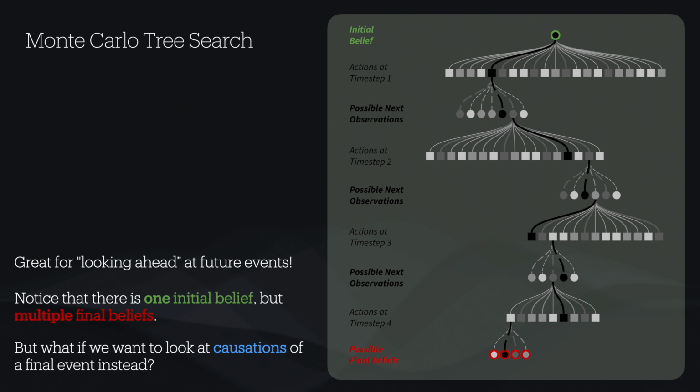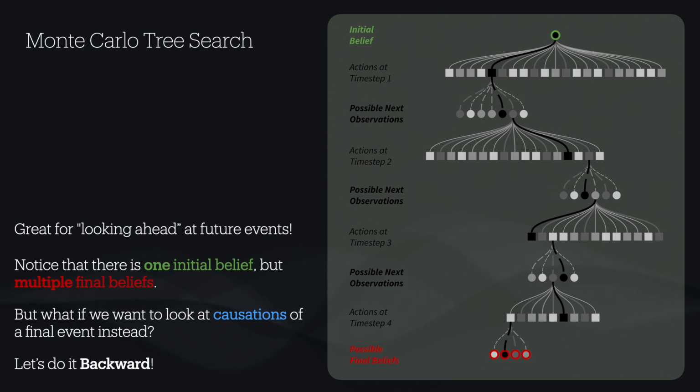So the real question now is, what if you instead wanted to look at causations of the final event instead of actually simulating them forward in time? So let's do it backwards. And so in this section, we're now proposing what we call a backward Monte Carlo tree search. There is going to be quite some oversimplification of math here, which I'm going to skip for the sake of time. But the main idea is as follows.